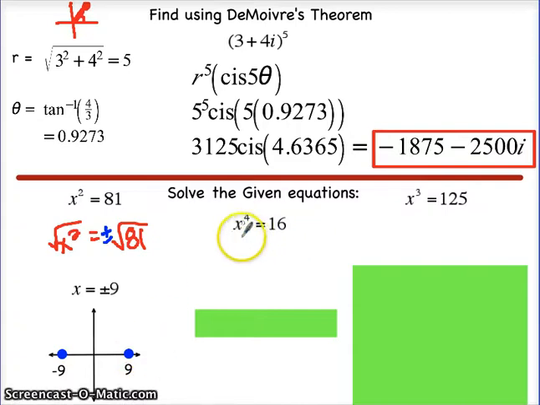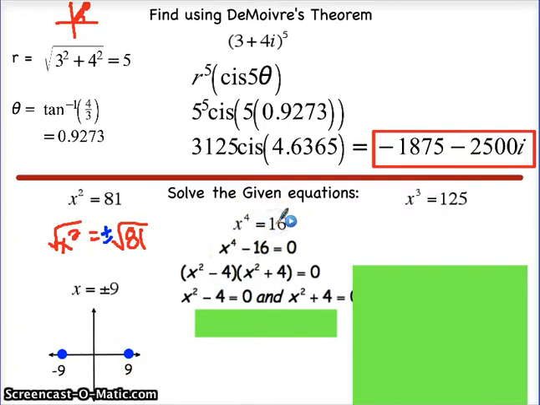That same idea works for x to the fourth equals 16. X to the fourth minus 16 would equal 0. I could factor those two parts if I wanted to, and then find all possible solutions. So again, x squared minus 4 would have answers of 2 and negative 2. X squared plus 4, remember, if I subtract 4 and take the square root, is going to have answers of 2i and negative 2i.